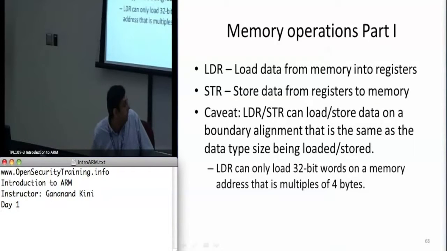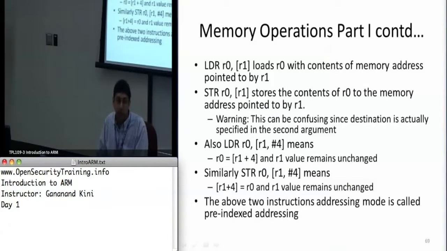An example here is, when you say LDR R0, R1 in brackets, the bracket you can think of as meaning memory contents of. So you're taking the memory contents of the address that's stored in R1 and putting that value into R0. Similarly, store goes in the reverse direction.